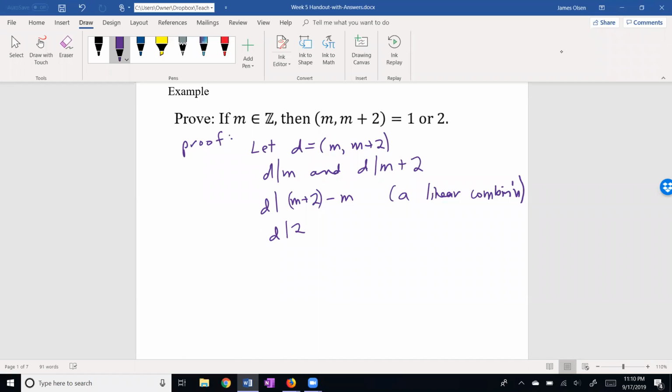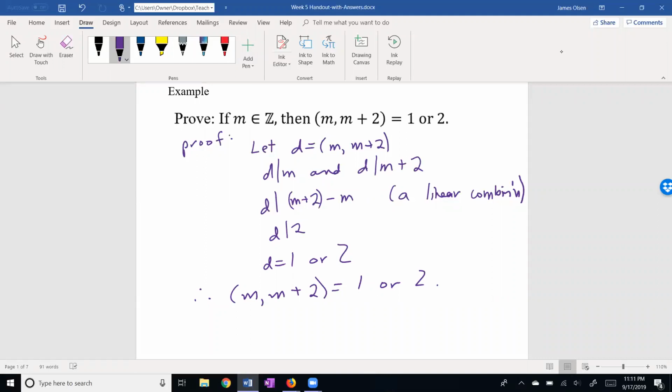Well, D has to be a positive number. To be a greatest common divisor, it must be a positive number. There are only 2 divisors of 2. D equals 1 or 2. But D was what we were looking for. So therefore, the greatest common divisor of m and m plus 2 is equal to 1 or 2. And we saw that we can think of examples for each.